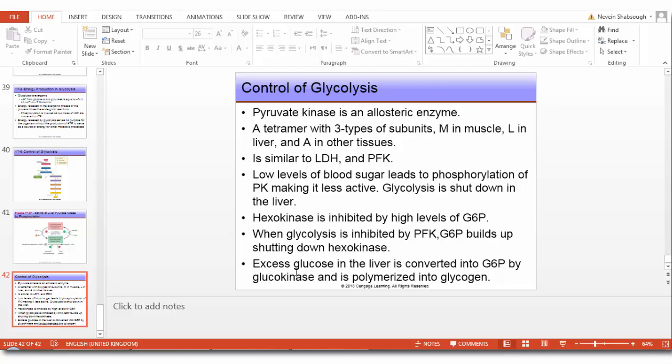Now in the liver, there is another enzyme called glucokinase, which has a higher Km for glucose than hexokinase, and it functions only when glucose is abundant. So if there is an excess of glucose in the liver, then glucokinase phosphorylates glucose to glucose 6-phosphate, and the purpose of this phosphorylation, of course, is the conversion to glycogen.